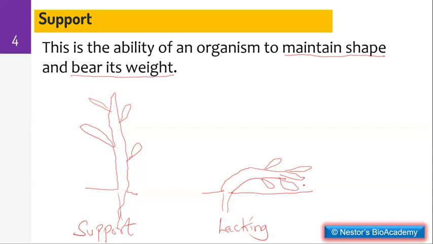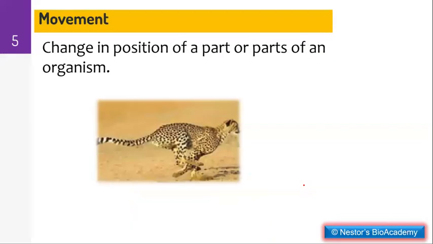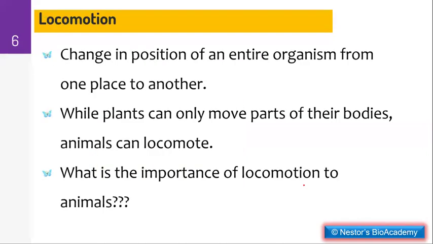Movement, as we defined earlier in Form 1, simply refers to the change in position of a part or parts of an organism. When an organism changes the position of parts of its body, that constitutes movement. Locomotion, on the other hand, describes the change in position of an entire organism from one place to another. So locomotion is essentially a form of movement. And remember that while plants can only move parts of their bodies, animals can always locomote because they can move their entire bodies from one position to another.